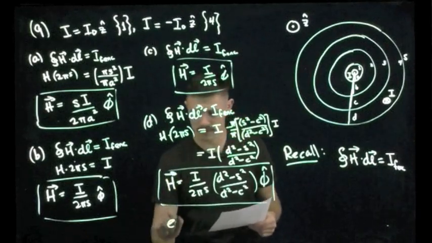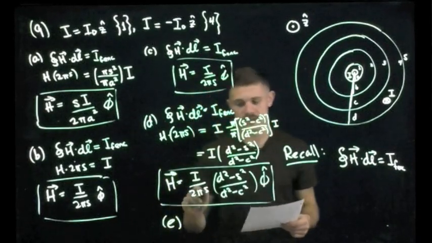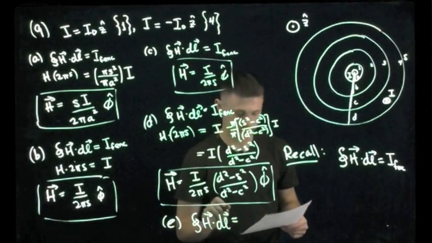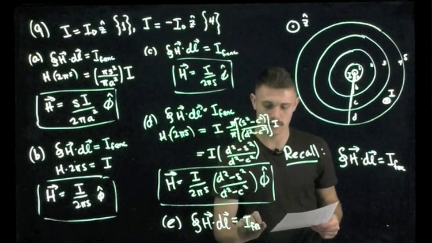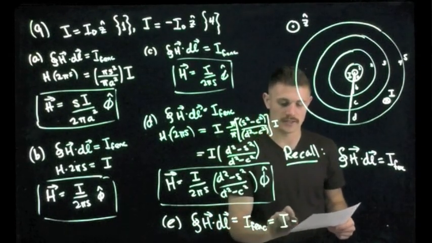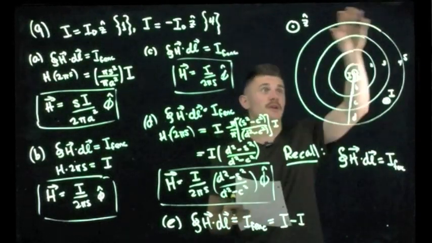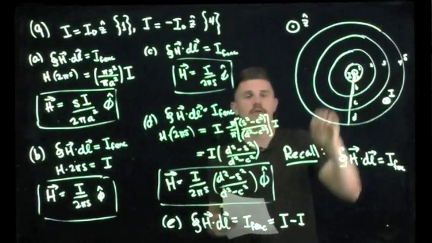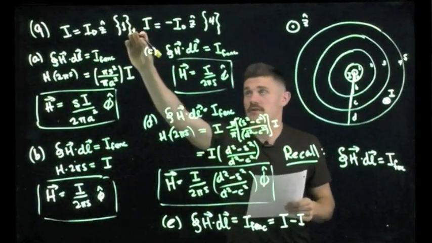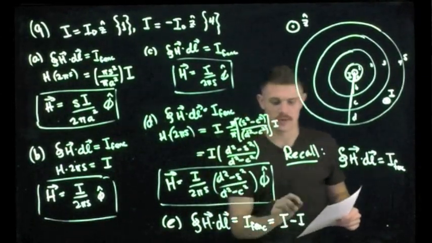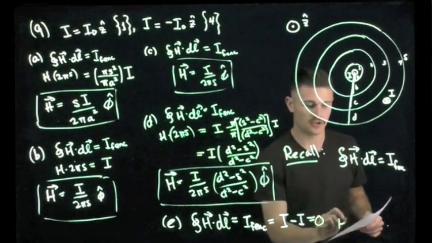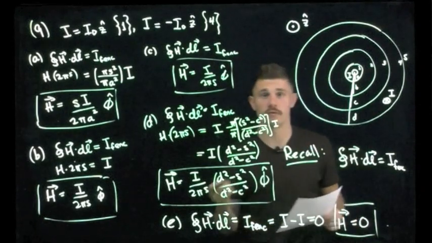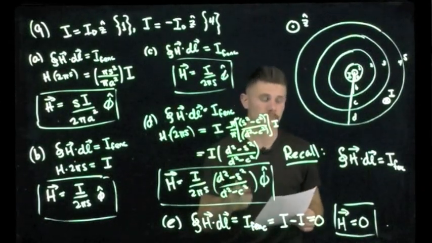Finally, for part E, this is the last one, we look in region 5. This is super easy because we have the closed integral of H dot dl is equal to the free enclosed current, which is simply I minus I, because any Amperian loop completely encompassing this coaxial cable will include all of the current from region 1 and all the current from region 4. These are equal and opposite in magnitude and direction, which means that we have I minus I, which is 0, and our H in this region is 0, because there is no free enclosed net current.